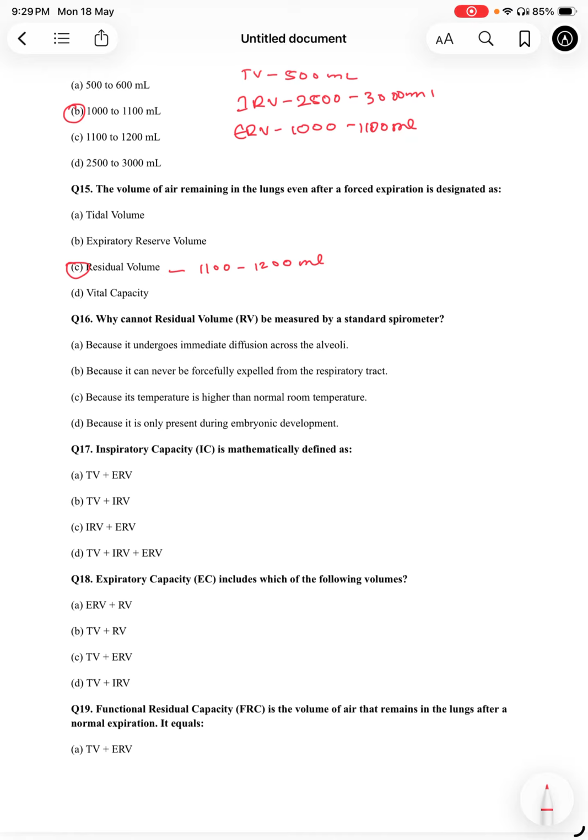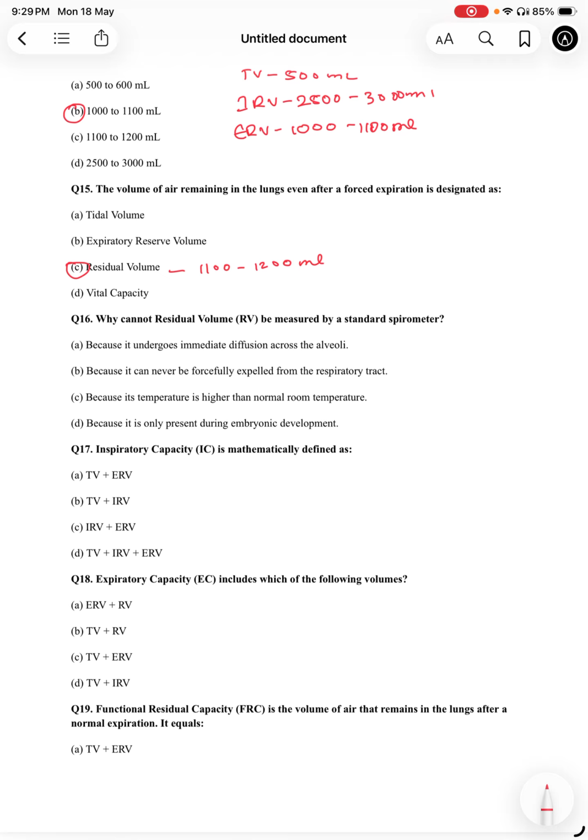What are the capacities that include RV? We have FRC and we have TLC, which I'll be explaining to you. They cannot be directly measured by spirometer. Why? Because how does spirometer work? It measures the volume of moving air entering or exiting through an open mouthpiece, correct? So if RV stays trapped inside the lungs, how can it ever exit into the spirometer tube? Then how can we measure it?